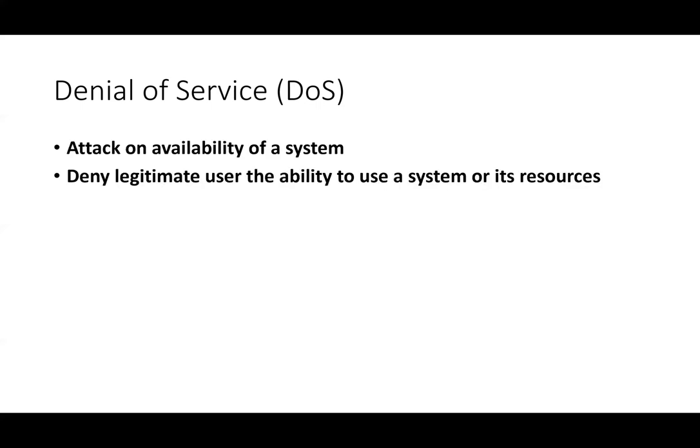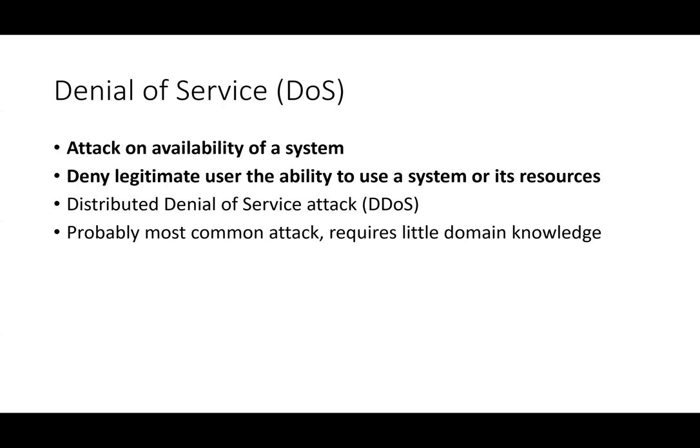So the attacker wants to make sure that the legitimate users can't use the system or some particular resource on it. And what you will probably hear more is DDoSing, a distributed denial of service attack. So you take a bunch of different machines, usually some compromised botnet, and you use them to attack the same system. So it's a distributed attack and it denies services, so DDoS.